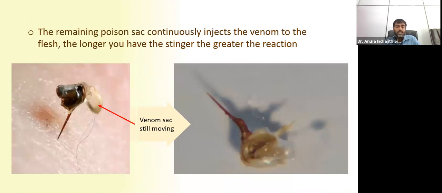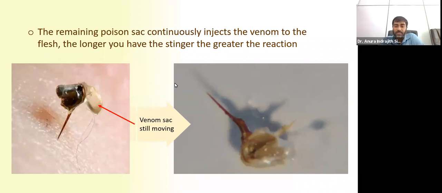Now you can see the venom sac again. This venom sac contains some poison, or venom. And when you try to pull it out using your fingers, what will happen? You will squeeze the venom sac, and then the venom inside will go into your skin. As a result, that place can become swollen after some time, so the swelling will be there.